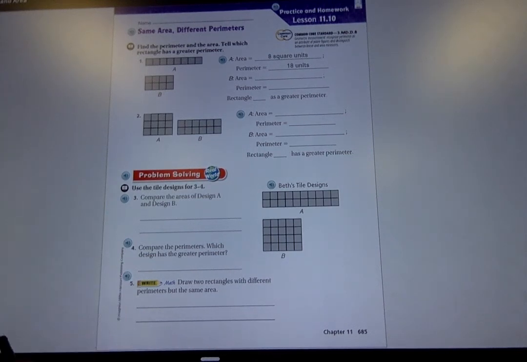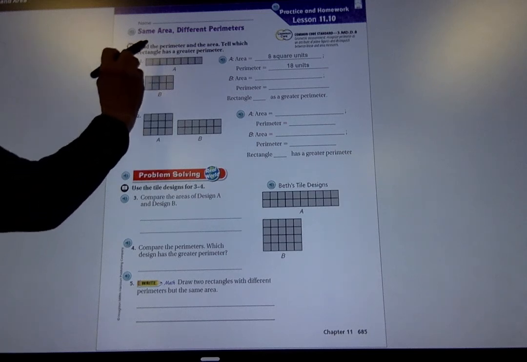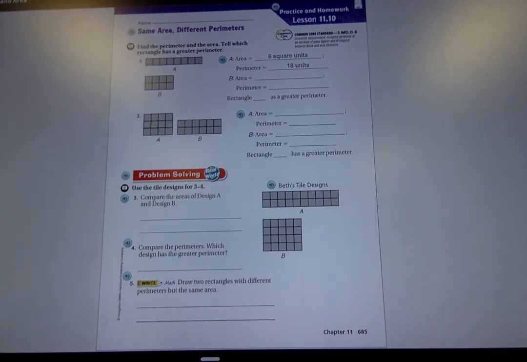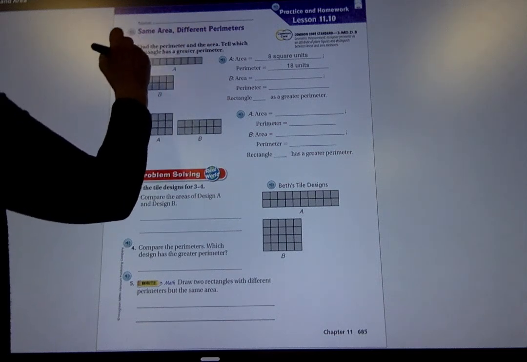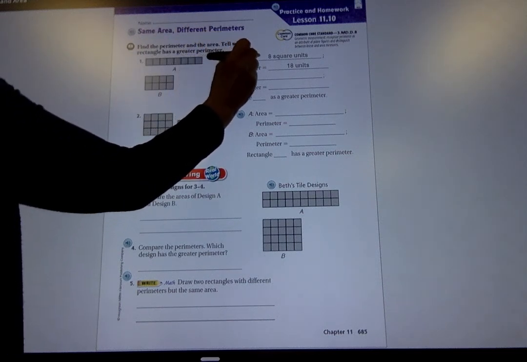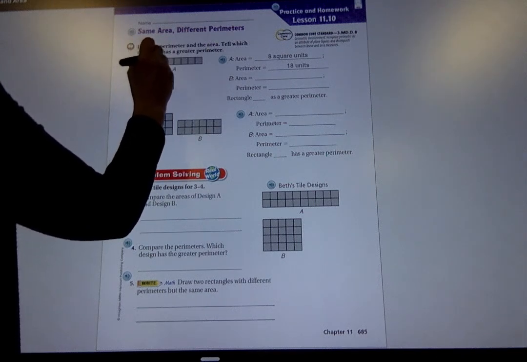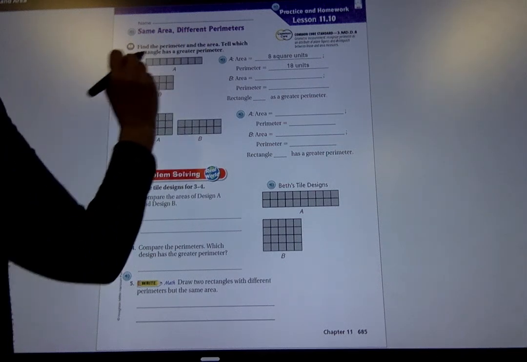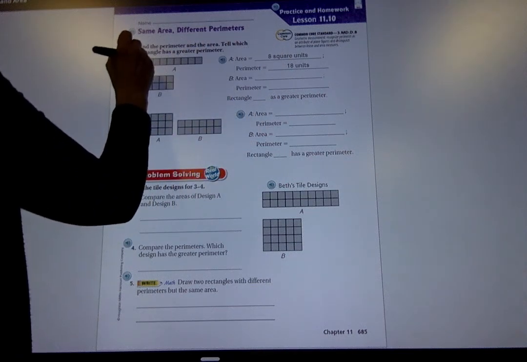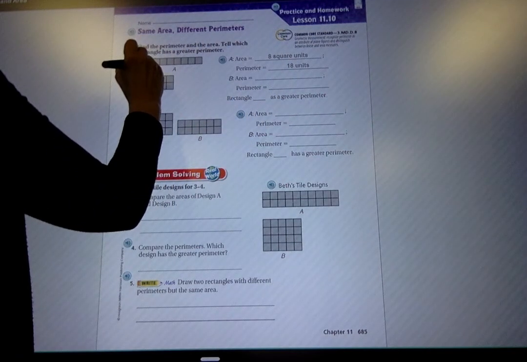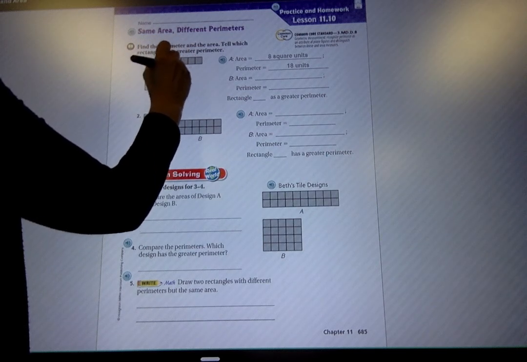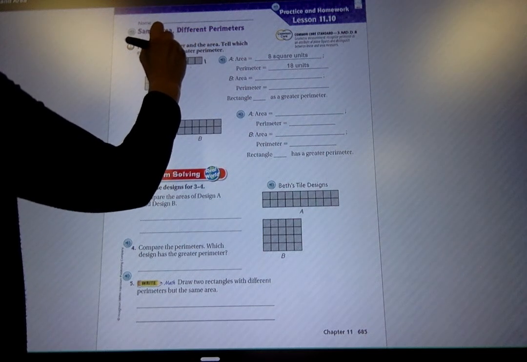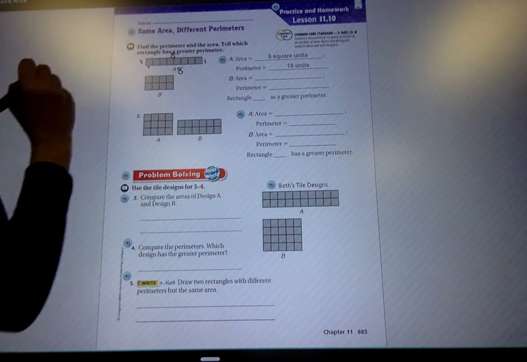Okay, here we are. Number 1, find the perimeter and the area. Tell which rectangle has a greater perimeter. So you're finding, this is letter A, this figure, and they've done it for us. They said it's got 8 square units. They counted 1, 2, 3, 4, 5, 6, 7, 8. The perimeter, they took 1 plus 1, 2, 3, 4, 5, 6, 7, 8, plus 1 more, plus 8 again. 8 and 8 is 16, 17, 18.